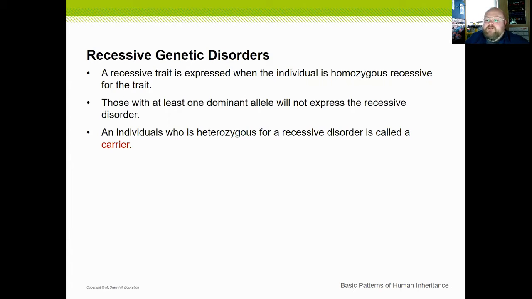But every now and again, if they become homozygous for this recessive disorder, they are going to express it. And if they're heterozygous for it, they still carry it and they can still pass it on. They're just not personally going to express it.